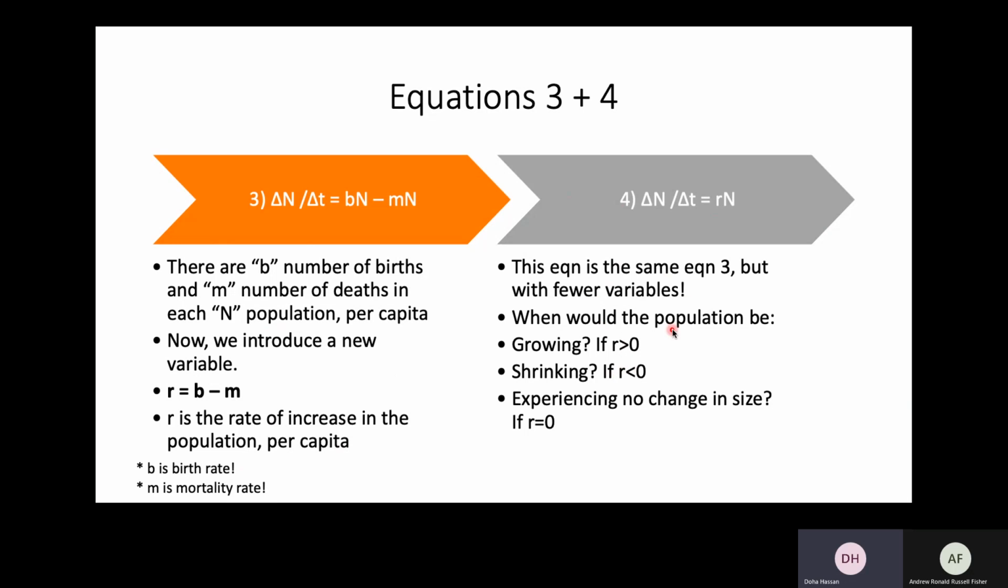But how would you know if the population is growing? Well, that would mean that the rate of increase in the population size per capita would be greater than 0. And that makes sense because r is literally that. It's literally the rate of increase. So if that rate is positive, you know that the population is growing. And then again, if it's negative, you know that the population is shrinking. And if the population is experiencing no change in size, then r would be equal to 0, because the rate of increase in the population per capita would be 0. So yeah, just feel free to stop me if that doesn't make sense.